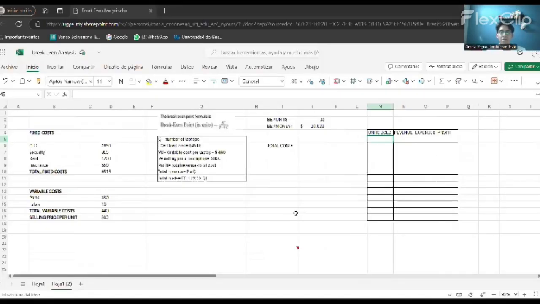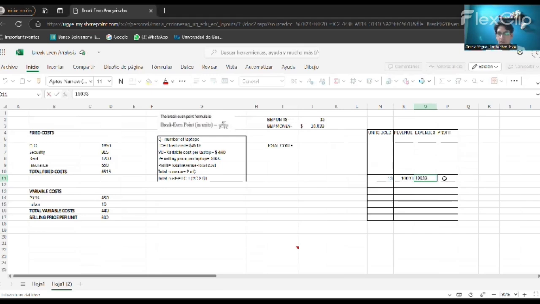Now we know the break-even units and the break-even money. And we can use this table to see the results: 13 units, and for the revenue it is the break-even money, and for the expense it is the same. And our profit is going to be 0.